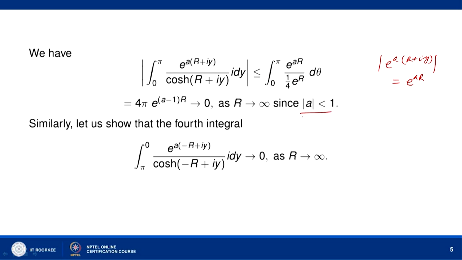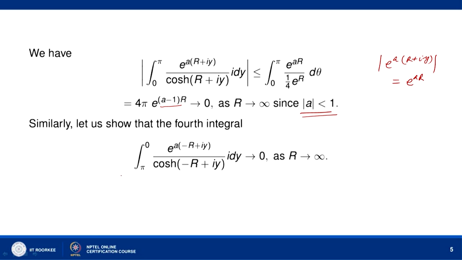But you see mod of a is less than 1. So, e to the power (a minus 1) into r is always negative, and therefore, this goes to 0 as r goes to infinity. Similarly, we can show that this fourth integral goes to 0 as r goes to infinity.